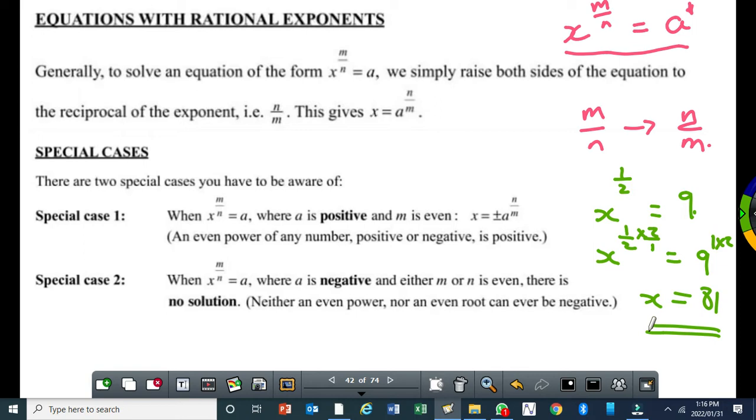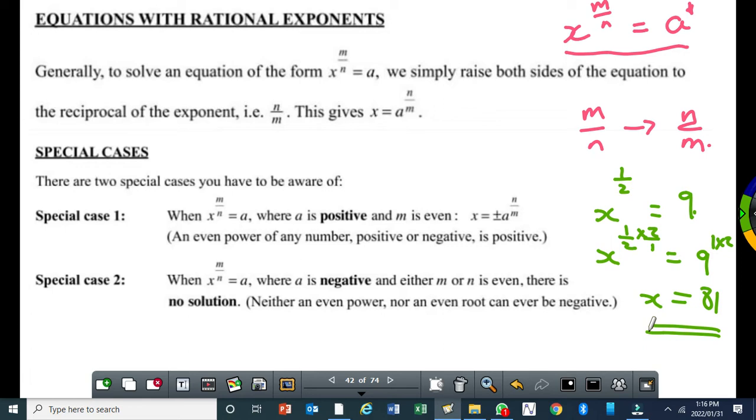Now, we also have some special cases. The first case: when x to the power of m over n is equal to a, if a is positive and m is even, your answer will be x equal to plus or minus a to the power of n over m. I'm going to summarize those special cases later on.